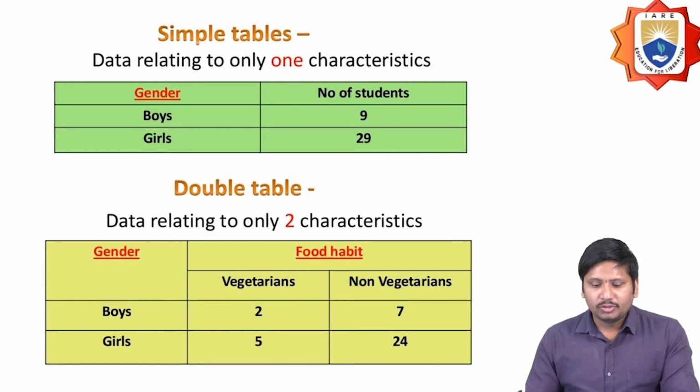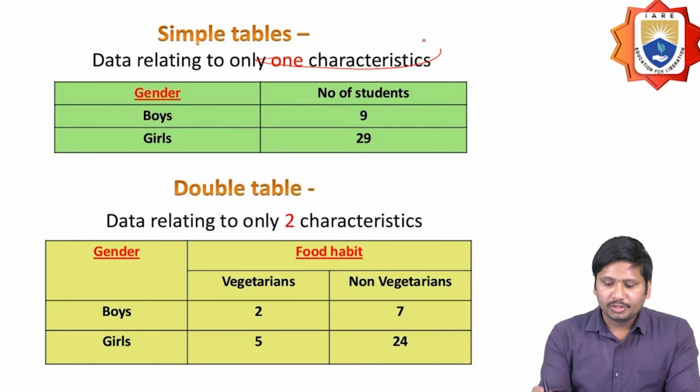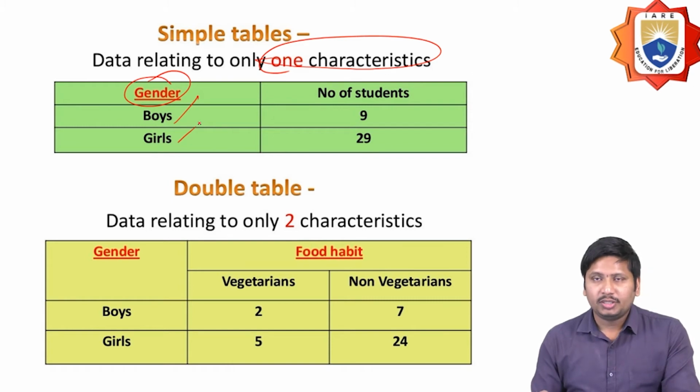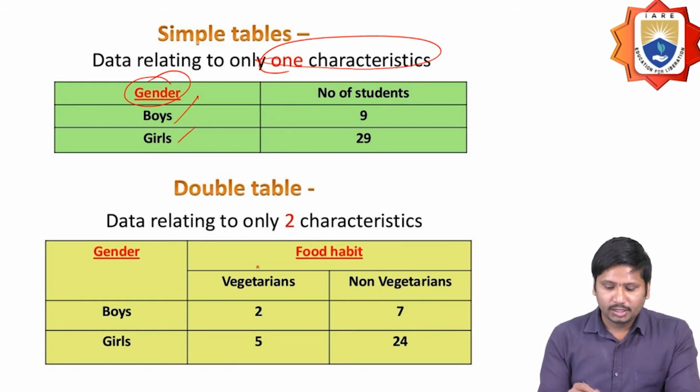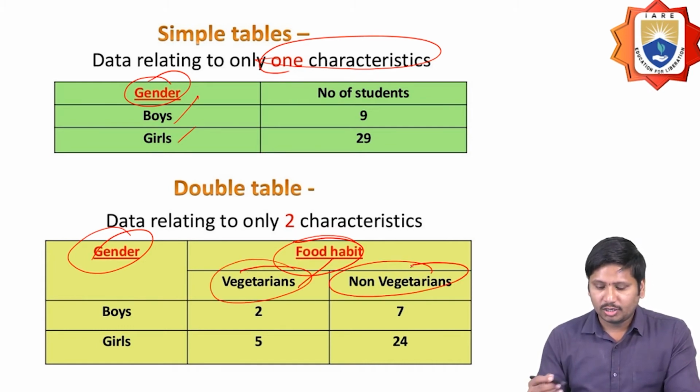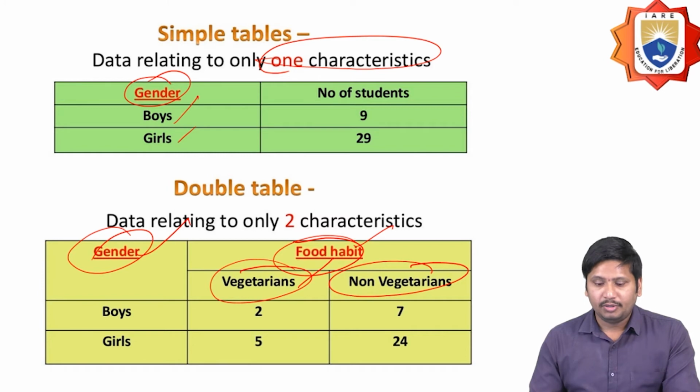Next, simple tables. A simple table represents only one characteristic. Suppose that is gender, which is maybe boys and girls. That is a simple table. Suppose there are two characteristics, gender and food habit, which is vegetarians and non-vegetarians. I want to represent both. This is one characteristic and another characteristic. That should be a double table.